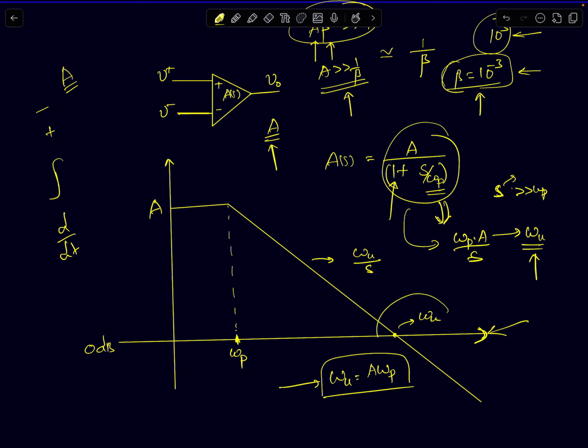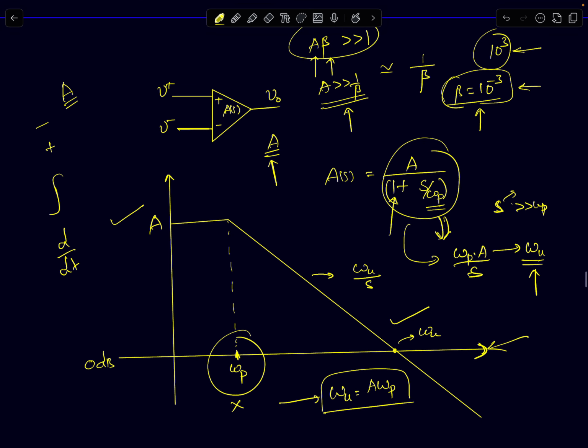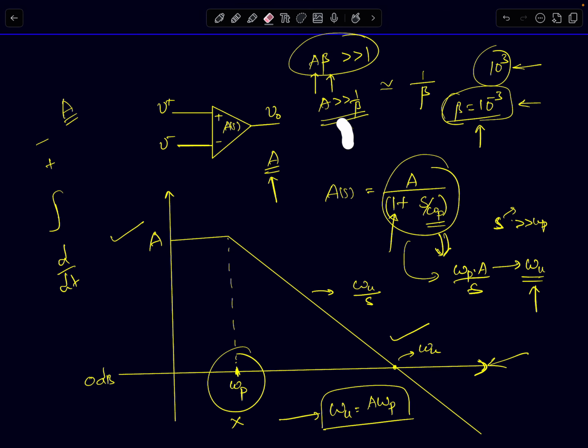This term, the UGB, we will later see as we analyze different amplifier architectures, plays a significant role. That's why if you read op-amp data sheets, many times they may not mention the pole frequency, but they will normally mention the DC gain and the UGB. These two are very important parameters. DC gain, because if you want to use your op-amp in a negative feedback mode, you have to keep in mind your beta cannot be very small.